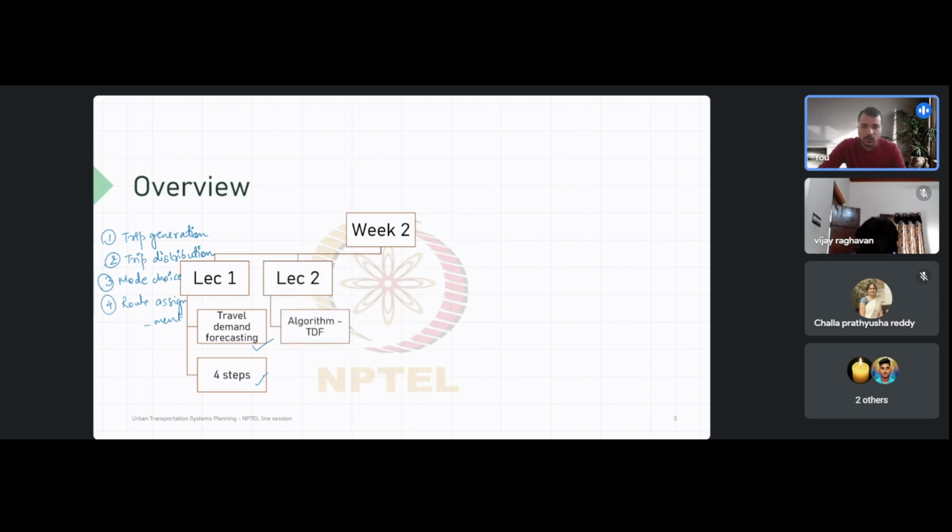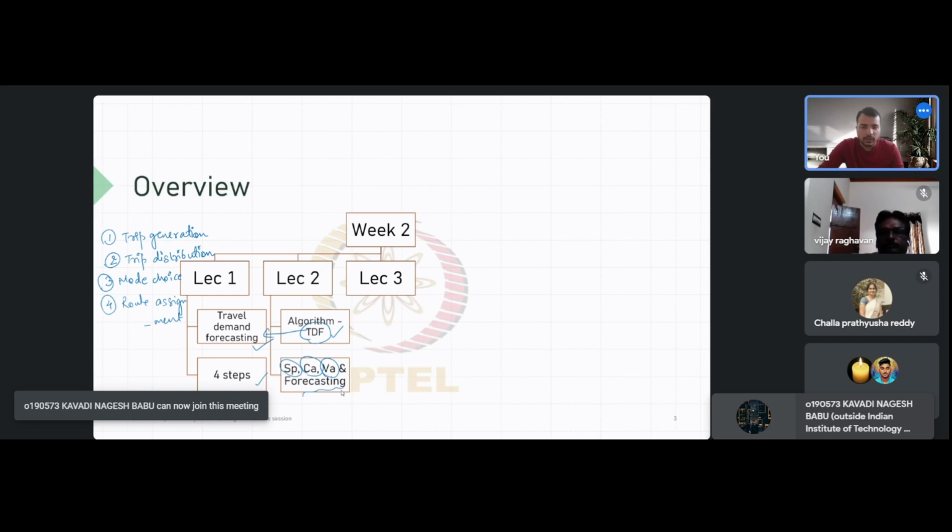The second lecture was about the algorithm that is adopted for travel demand forecasting. I have abbreviated it here, so please make a note of this. What is the procedure followed on an overall basis by transport planners? I won't go into the details of that since it will take time. Then we discussed the different steps in the modeling process. First was specification, then we do calibration, validation, and finally forecasting is done.